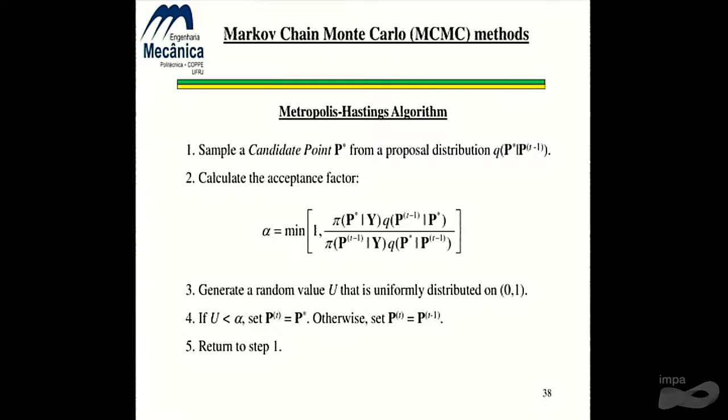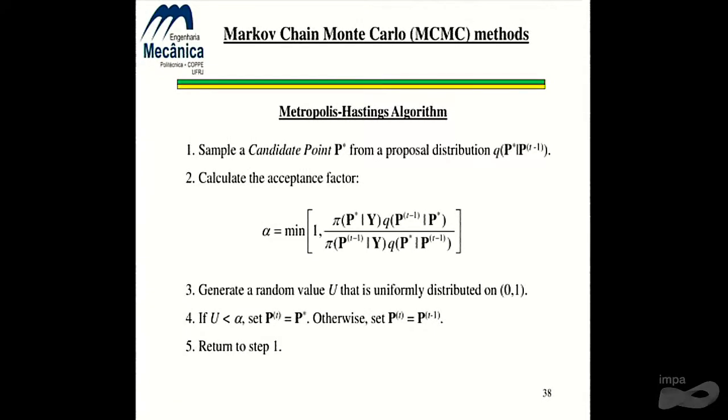So we sample a candidate point p star from this proposal distribution, which moves from pt minus 1 to p star. Then we calculate alpha. We generate a random value that is uniformly distributed on the interval between 0 and 1. And if u is less than alpha, we accept p star as a point of the posterior distribution. Otherwise, we simply make the value of the parameter at the new state t equal to the value of the parameter at the previous state. And so on. It's a very simple algorithm.